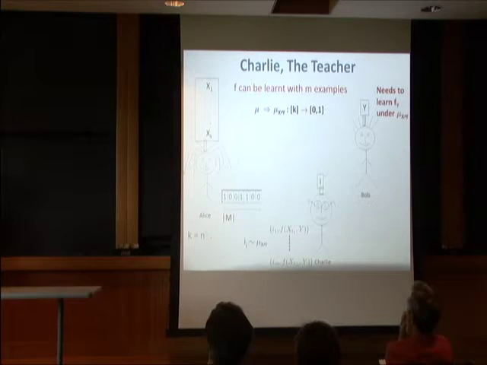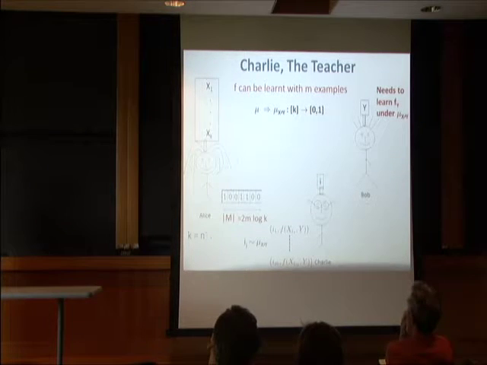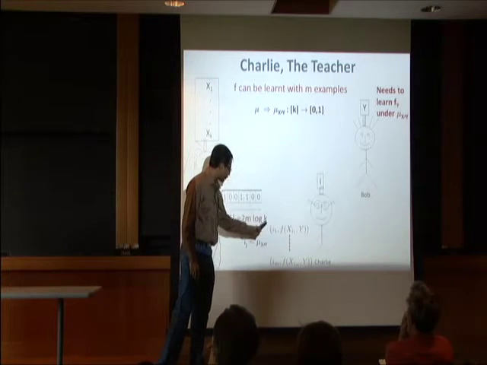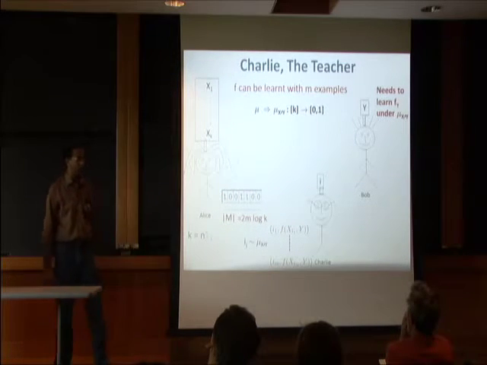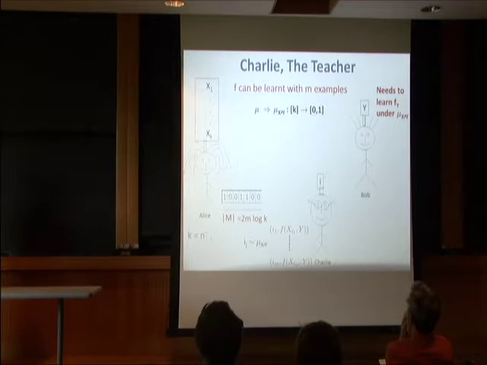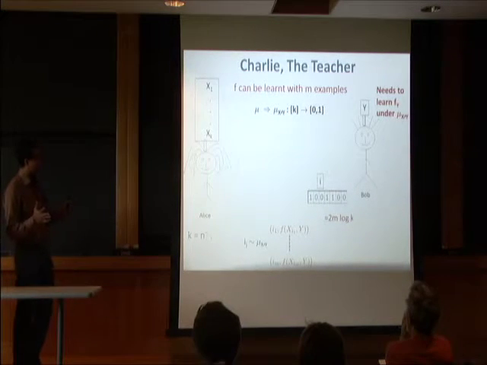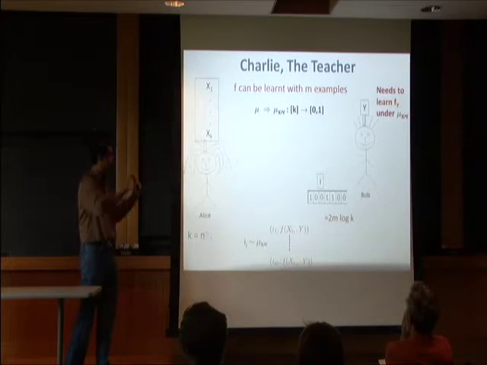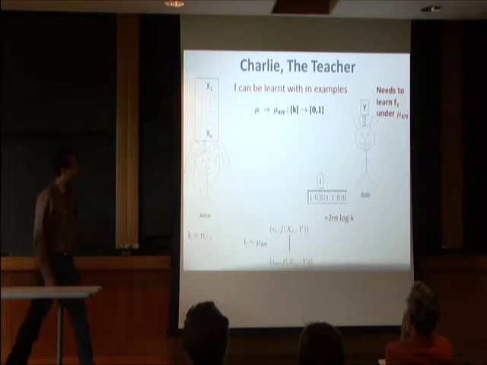And what's the length of this message? The length of this message is m log k. The 2 is fishy, so it's order m log k, because there are m examples, and each takes log k plus 1 bits. You don't need the 2 there. In all of our protocols, Alice is just behaving like a conduit. She gets something from Charlie, and then she just transfers it dumbly to Bob, and that's what she does here.